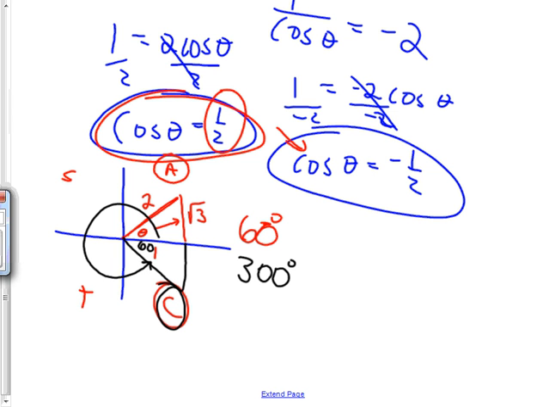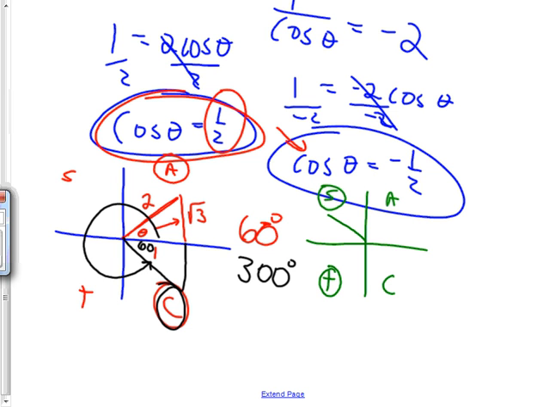All right, that's how you do that side. Now over to the other side. I've got to find the angles where cosine is equal to negative 1/2. If I make my little "All Students Take Calc" chart, it'll tell me where cosine is negative. Cosine is negative here and here.